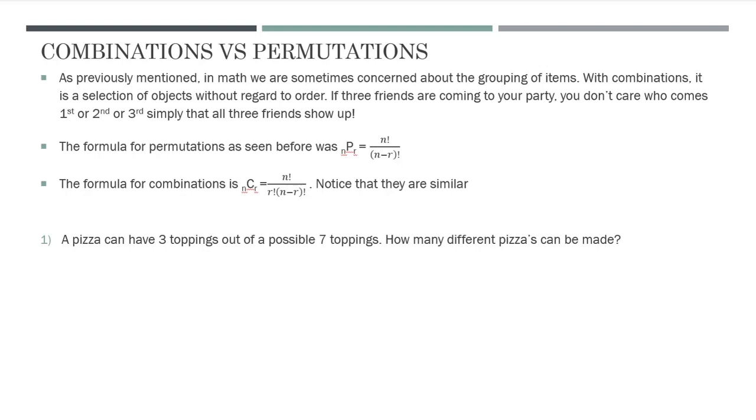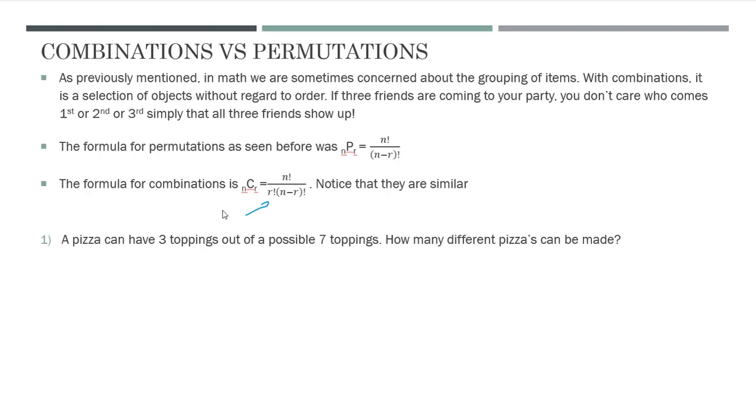And the formulas also look different. The formula for permutations is n pick r, so we have n factorial over n minus r factorial. You've seen that. The combination formula looks very similar, but you're going to notice this extra r factorial. That's there to get rid of any duplicates, any place where those same three might be in there, but just in a different order.